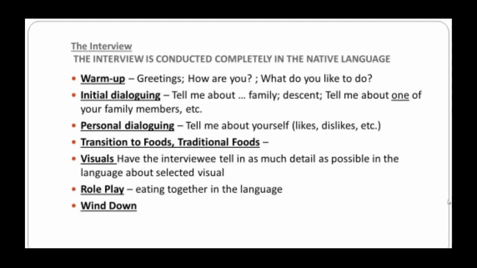And then we also have visuals, so the interviewee has a chance to choose any type of domain or visual that they think they can demonstrate the most language on. It might be a kitchen, or maybe it's an activity or a cultural event, and then they describe in detail that scene, and they can demonstrate what they know from labels all the way up to discussing the visual. And then we do a role play of eating together in the language, and then there's kind of just a wind down from completely speaking in the language and thanking them for their time, and then we switch to English in this interview. Next slide.